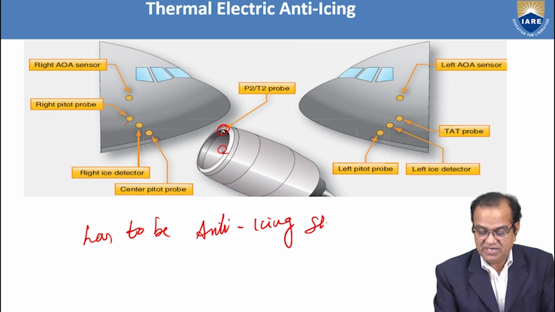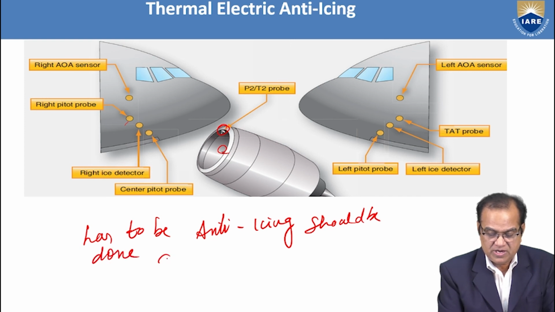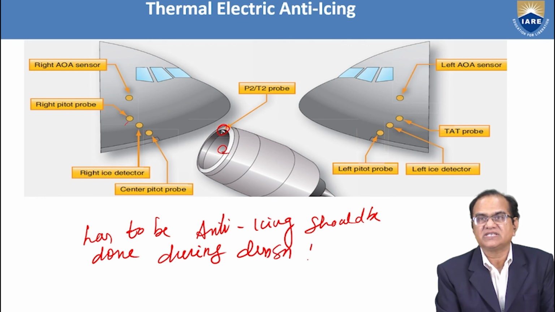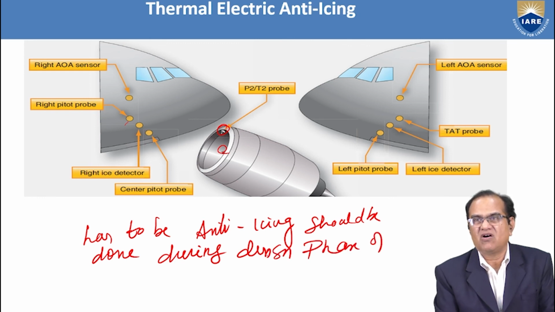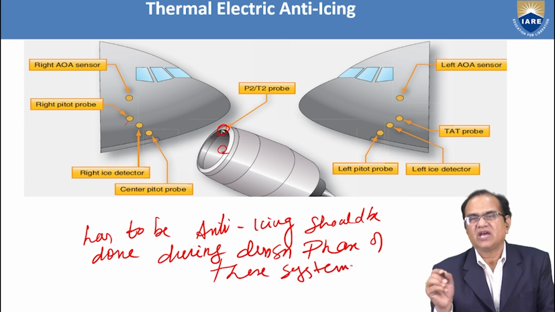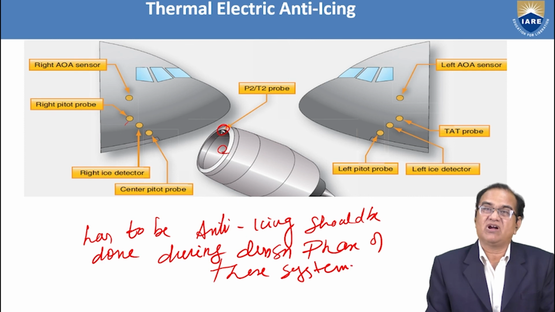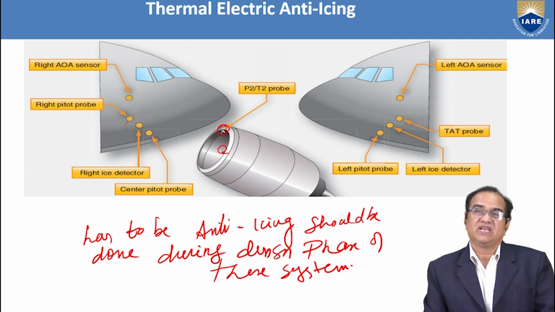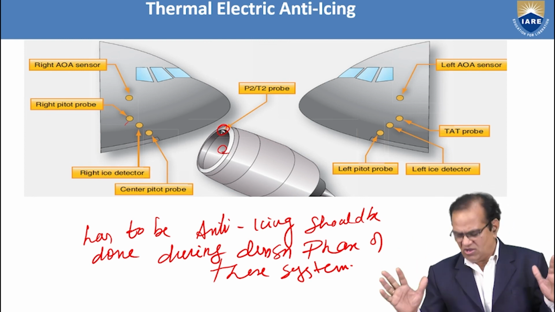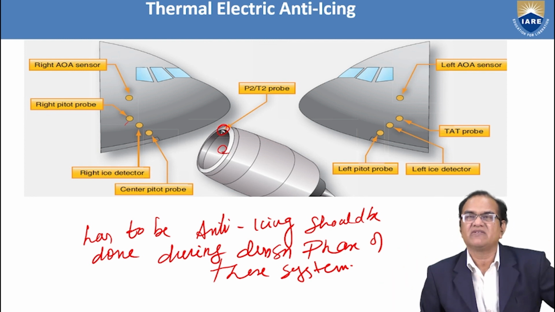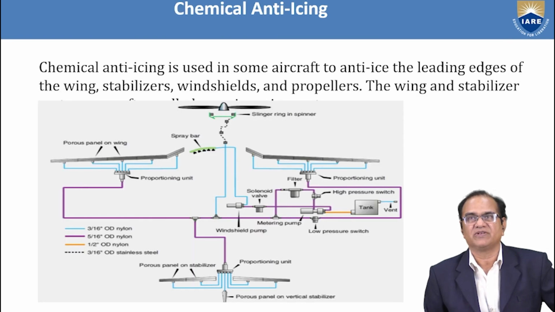Anti-icing should be done during the design phase itself. During the design phase of these systems, we have to make sure that this ice should not form. Otherwise, you will not get the direction. You will not get how much altitude, how much velocity. All the parameters are measured by this. It will be very difficult for the pilots to handle such a situation if ice is formed.